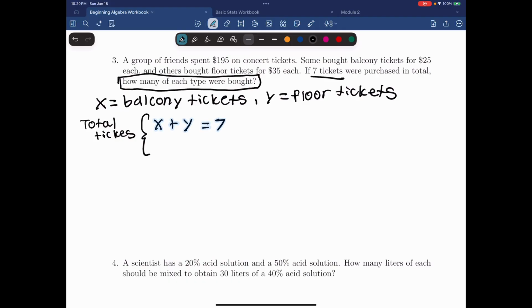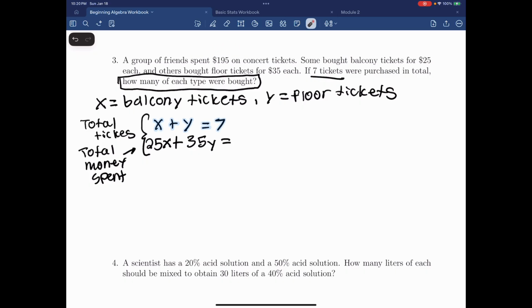And then for a second equation, that's going to represent our total money spent. So to represent that equation, let's take a look. So we know for the balcony tickets, it costs $25 per piece. So we're going to say 25 times x plus 35 times y equals how many dollars in total did they spend? $195. So now that we have the system all set up, let's solve the system.